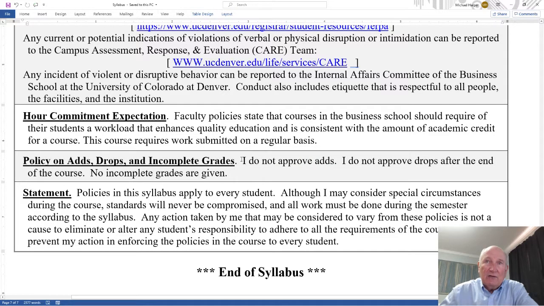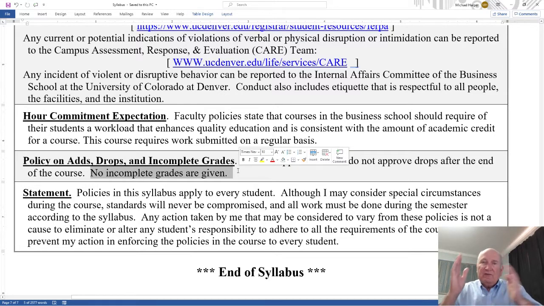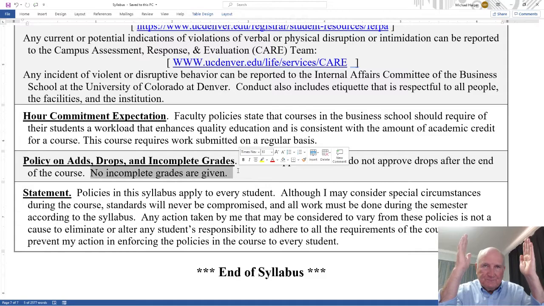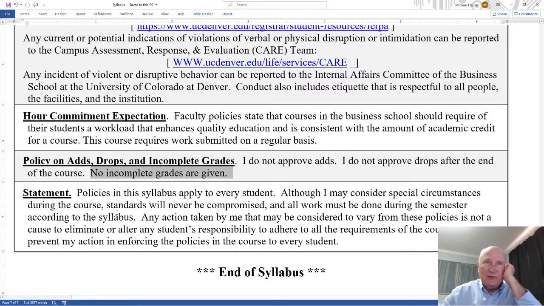Policy on adds, drops, and incomplete grades. I do not approve adds or drops after the end of the course. And again, strictly no incomplete grades are given. Everything must be done between the beginning and the end of the course. That's when this course is. It's not after. I'm pretty strict on that as well.